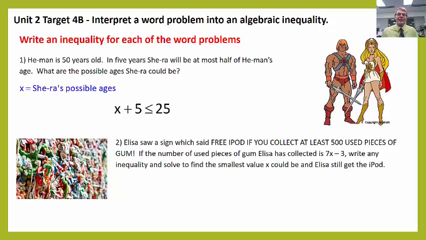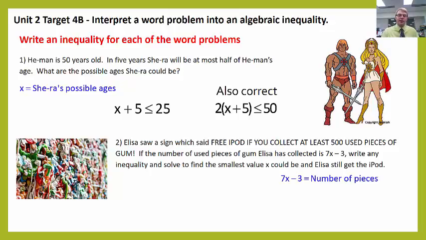Now notice, she needs to collect at least 500 pieces. So when we look at this, I'm sorry, I should have said that above. Also, you could have written that as 2 times x plus 5 is less than or equal to 50. So let's get back here. So 7x minus 3 is our number of pieces. So what we know is the number of pieces, 7x minus 3, has to be greater than or equal to 500. So now we have an inequality that we could solve for x, and we would be able to find the minimum value for x that would allow Alyssa to get her 500 pieces of gum.